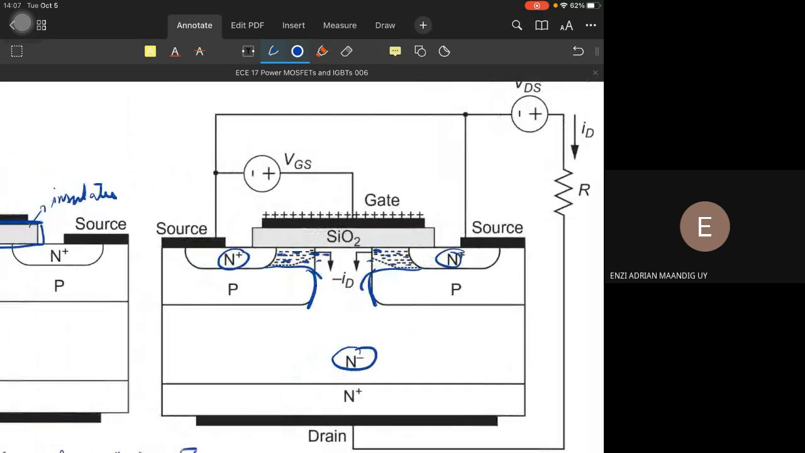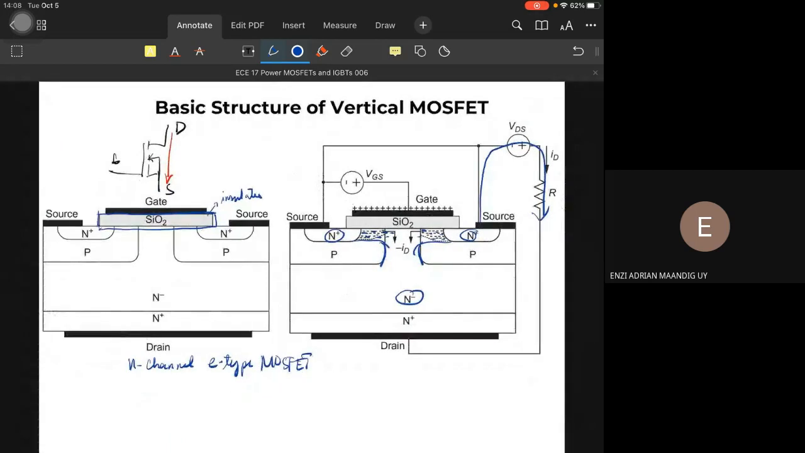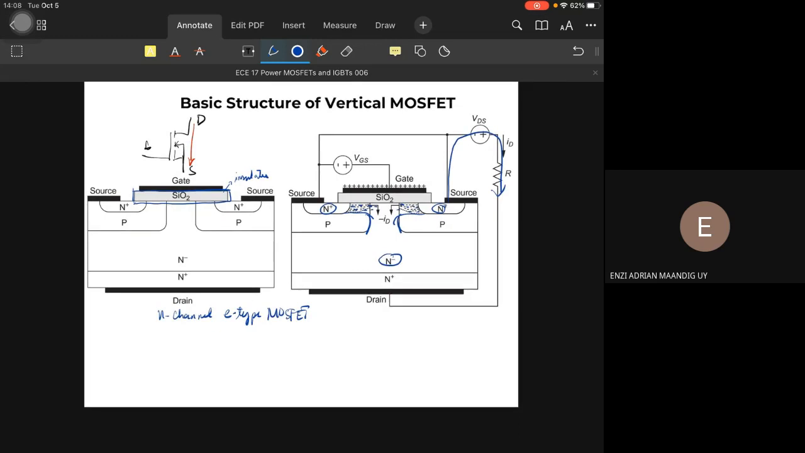Which will now facilitate the flow of current from the source to the drain, going here. So that's it, it's as easy as that. We just apply voltage from the gate to the source terminals and current will now flow. That's all.